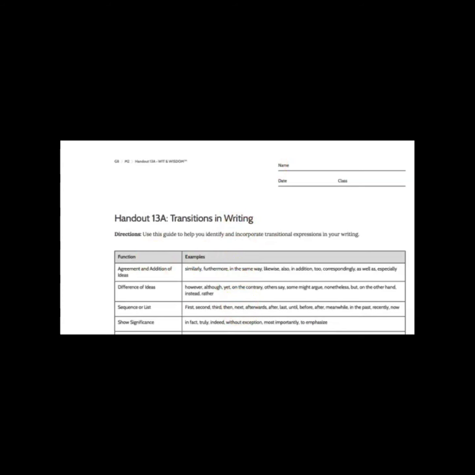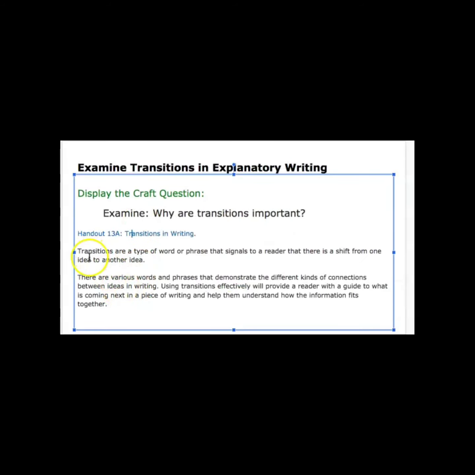This is the workbook. One thing that we must know is that transitions are a type of word or phrase that signals to a reader that there is a shift from one idea to the other. So you may use a word that's going to separate your ideas. There are various words and phrases that demonstrate the different kinds of connections between ideas in writing. And using transitions effectively will provide your reader with a guide to what is coming next in a piece of writing and help them understand how the information fits together.